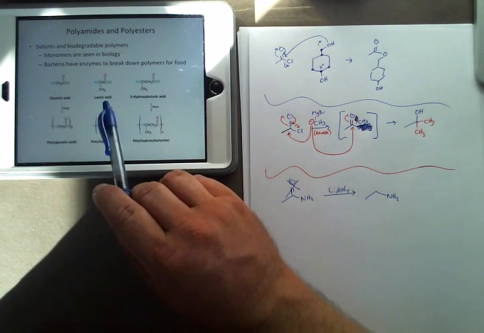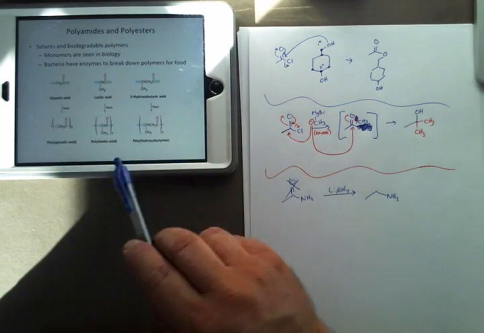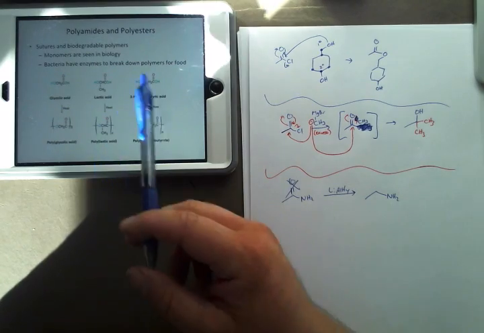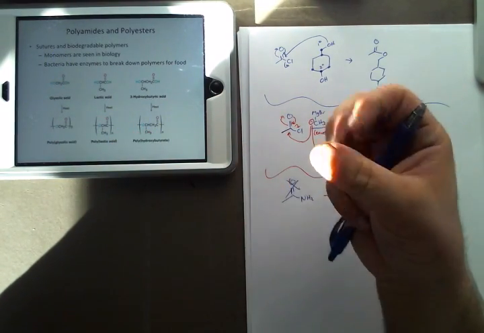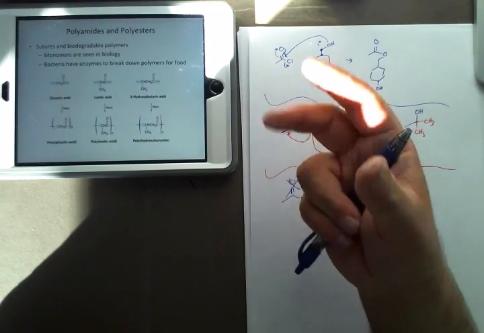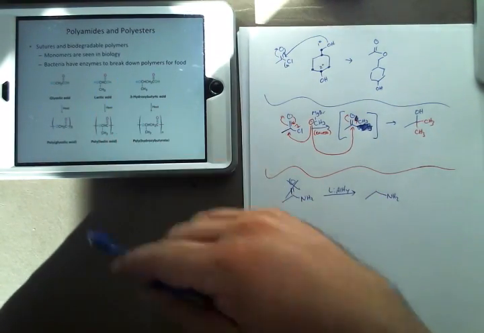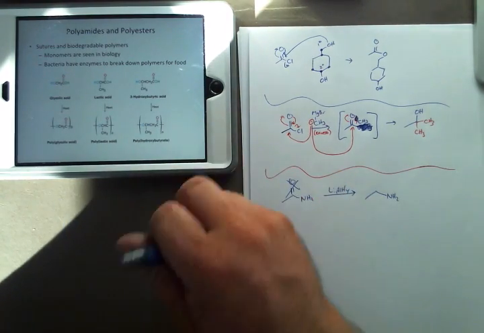stuff like glycolic acid, lactic acid, 3-hydroxybutyric acid, if you make polyesters out of those, biology can understand those. So biological systems can do that. If you have sutures that dissolve, it's because you have enzymes in your body that know how to break those things down. Biodegradable polymers. There's bacteria in the landfill that know how to break these down for food.